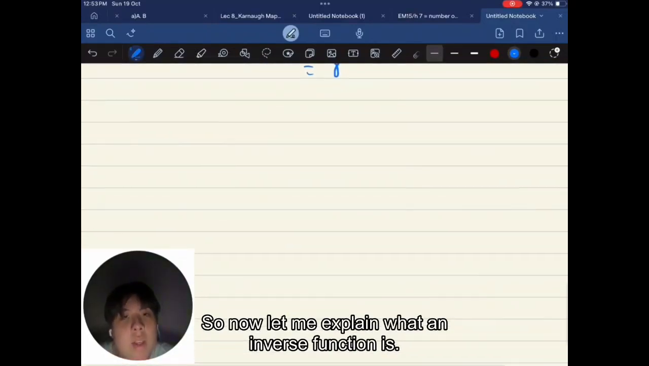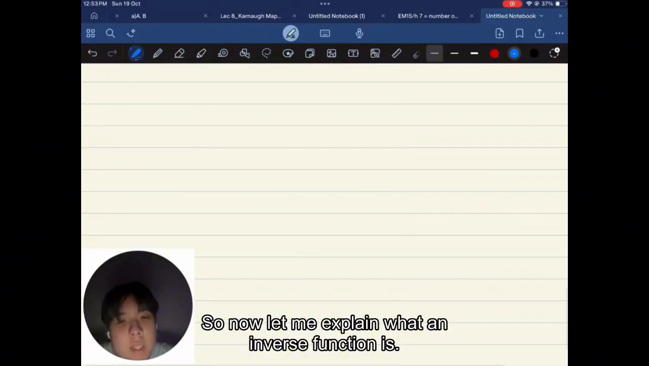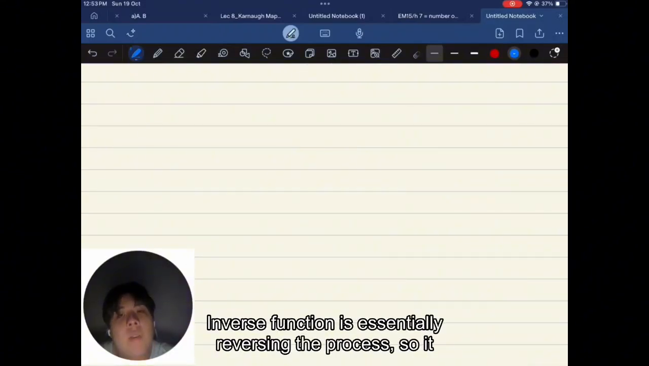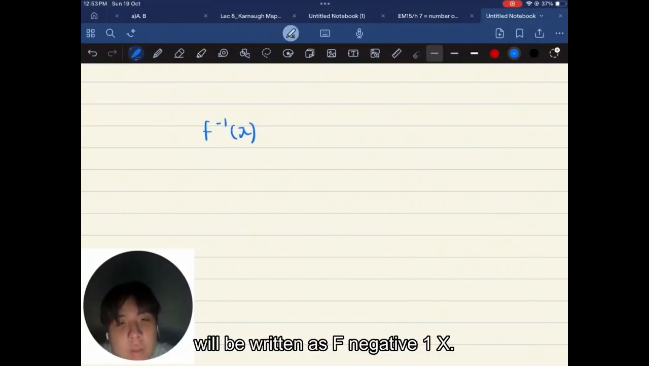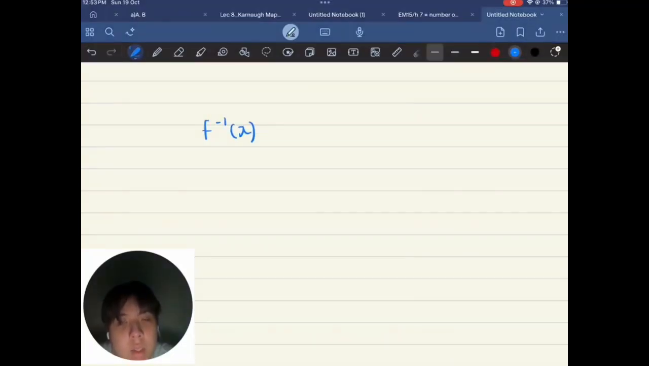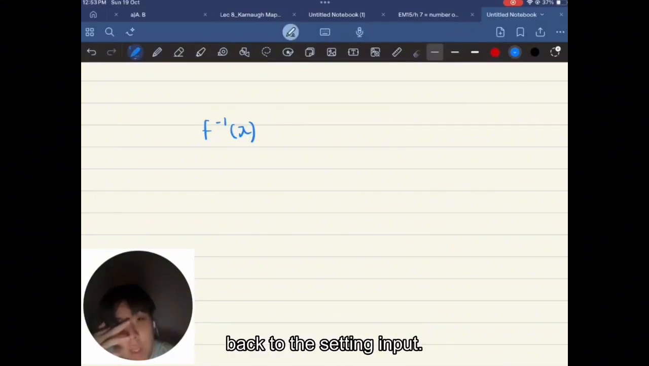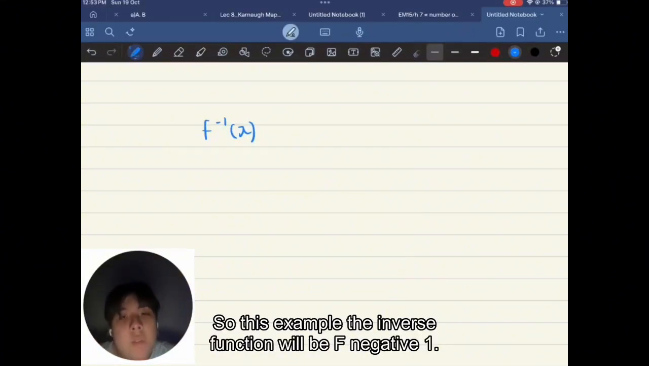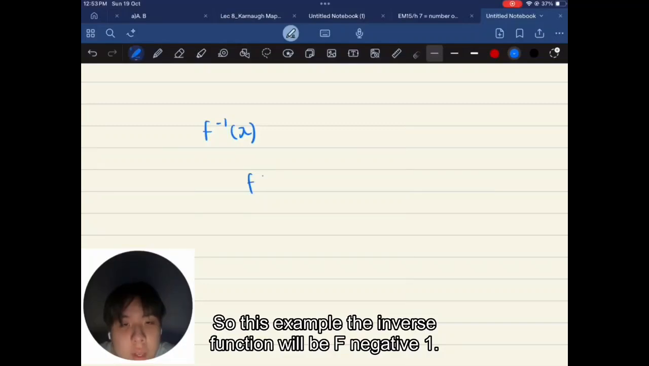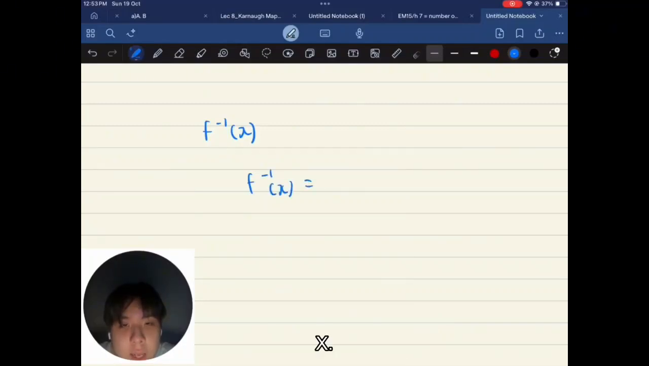So now, let me explain what an inverse function does. An inverse function is essentially reversing the process. So it will be written as f negative 1 of x. Its job is to undo the original function and bring us back to the starting input. So in this example, the inverse function will be f negative 1 of x equals x minus 5.